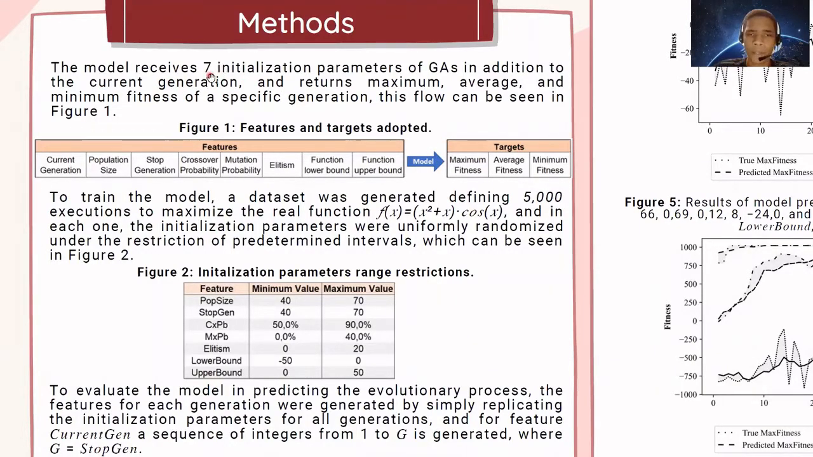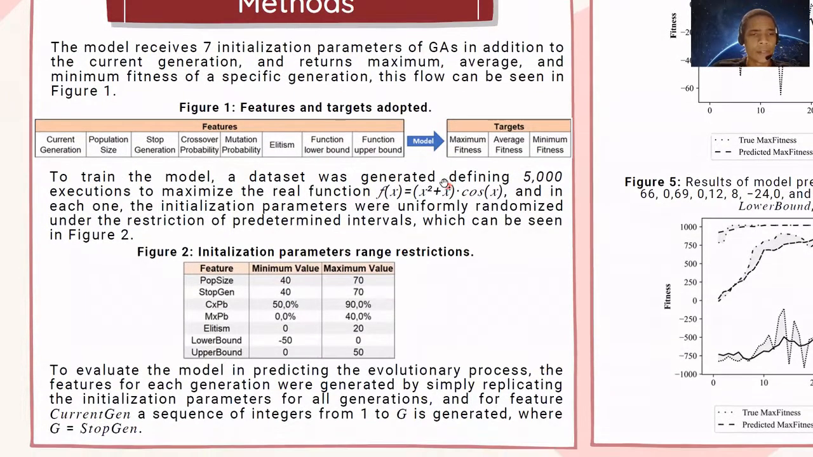The defined ones consist of 7 initialization parameters in addition to the current generation. Among these parameters, we have the population size, the stop generation, the crossover and mutation probabilities, the elitism, and finally, the function bounds. In this way, the model will predict the maximum, average, and minimum fitness values. To train the model, the features and targets of 5,000 executions of an algorithm maximizing the described function were collected, and the initialization parameters were uniformly randomized according to the range restrictions in Figure 2.